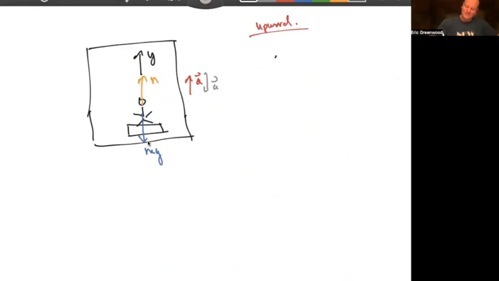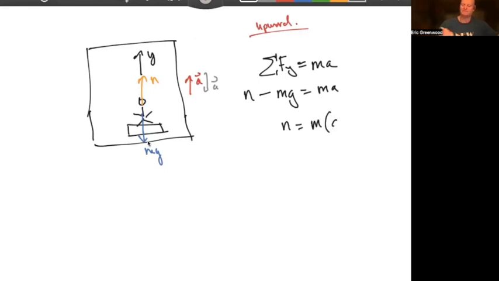I would say the sum of the forces in the y direction is equal to, is it accelerating? The answer is yes, so m times a. Well, I have the normal force upward, which is in the positive y direction, so I get a positive. I have my weight downward, which is in the opposite direction, so I get minus mg, equal to ma. So my normal force is equal to m times g plus a. If my elevator is accelerating upward, I increase my normal force, which means I have gained weight by an amount of m times a.